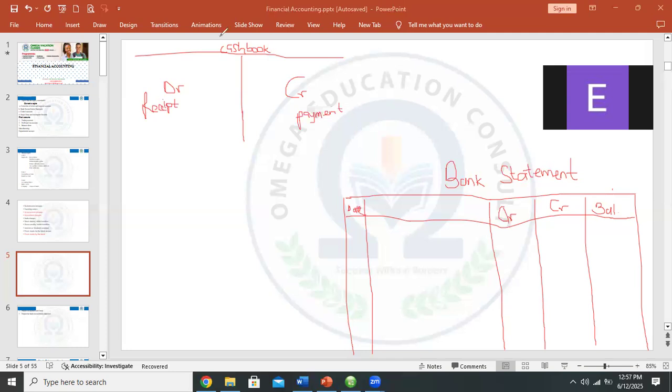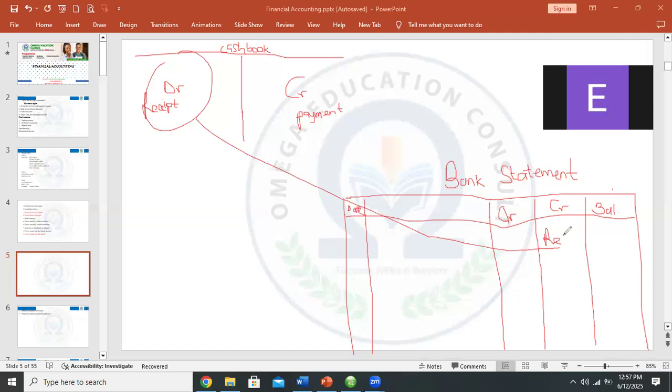Now let's compare the cash book to the bank statement, and you appreciate how the two work hand in hand. So the receipt side of your cash book corresponds to the credit side of your bank statement. Please note that. The receipt side, which is the debit side of your cash book, corresponds to the credit side of the bank statement. So in the bank statement, the credit side is the receipt side.